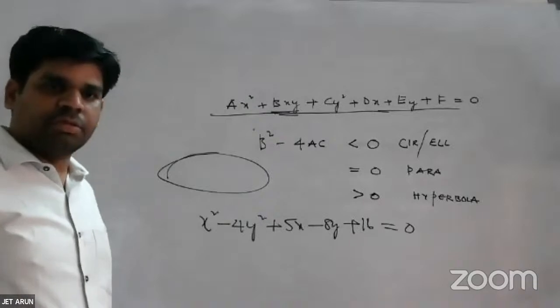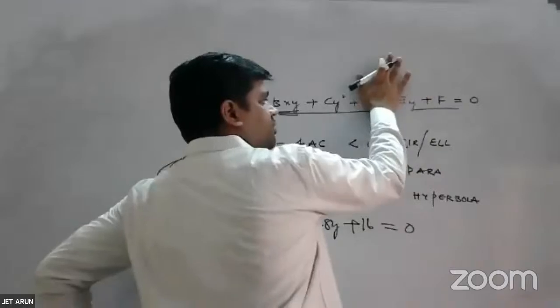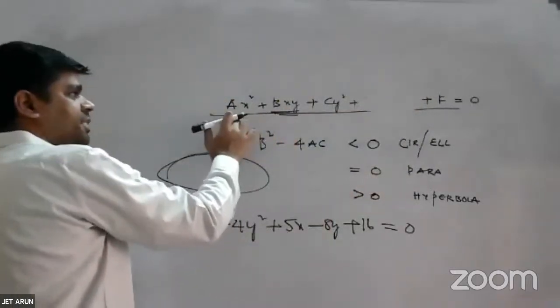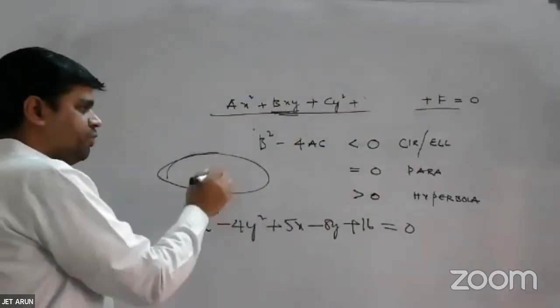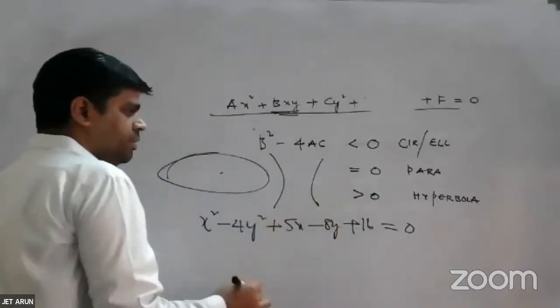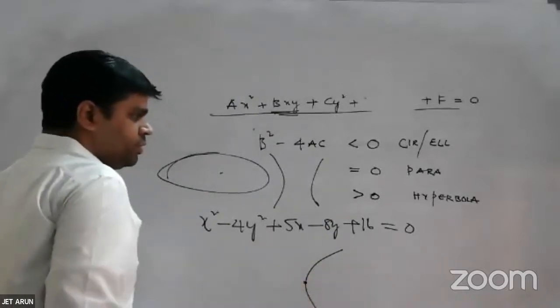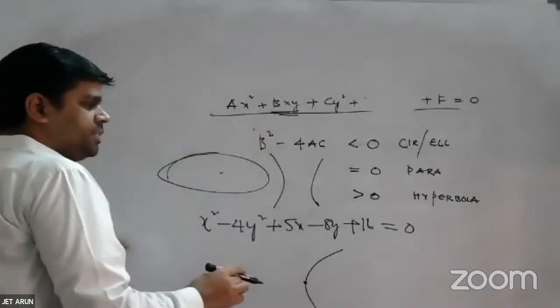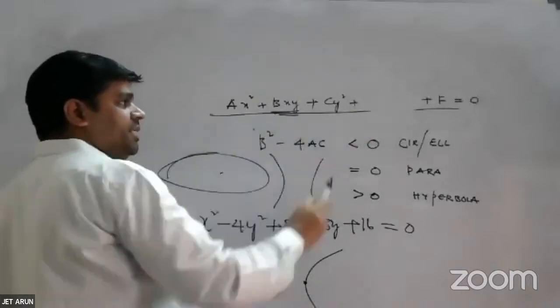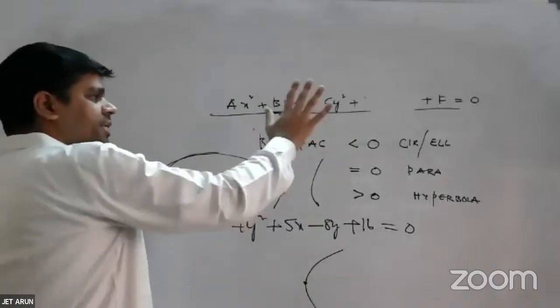Whether it is at the origin or somewhere else. If D is 0, then the center of the conic is at the origin. A conic has a center, right? A parabola has a vertex, so that vertex is at the origin. That's what it means if D and E are 0. But if D and E are non-zero, that means my conic is shifted in the xy plane.